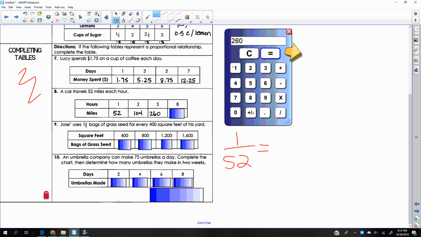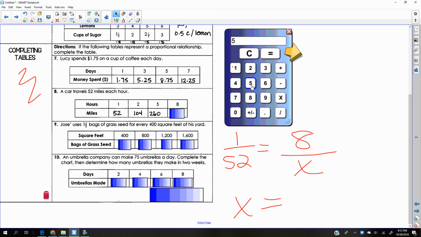All right, so 1 hour and 52 miles. Now we need to figure out 8 miles. We need to figure out what X equals. So 52 times 8 equals 416. All right.